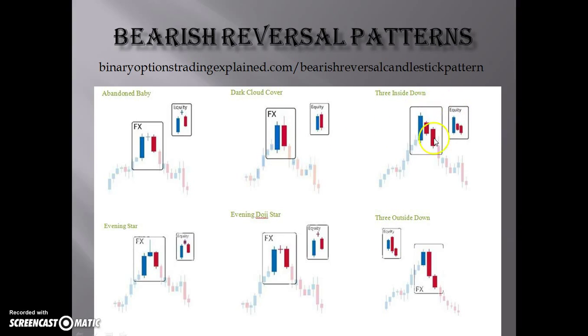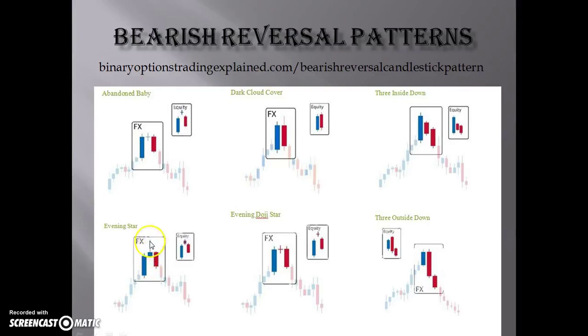Now we also have the 3 inside down. They work in a similar manner. We also have the evening star doji. They work in similar manners as well. And with the evening star doji, you have a bullish candlestick forming, then you have a hammer, an inverted hammer.